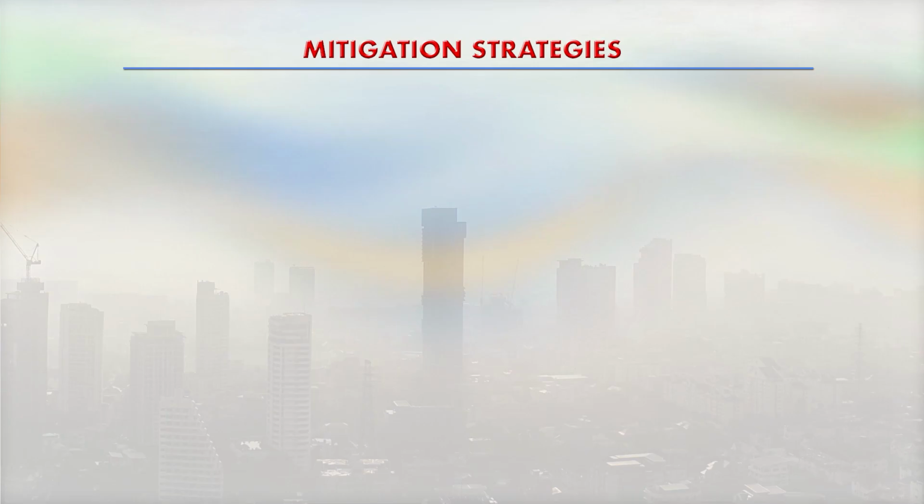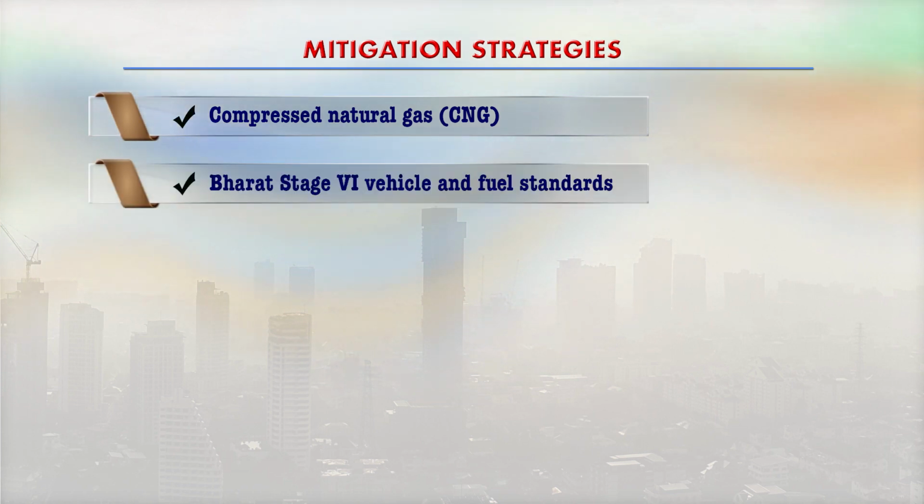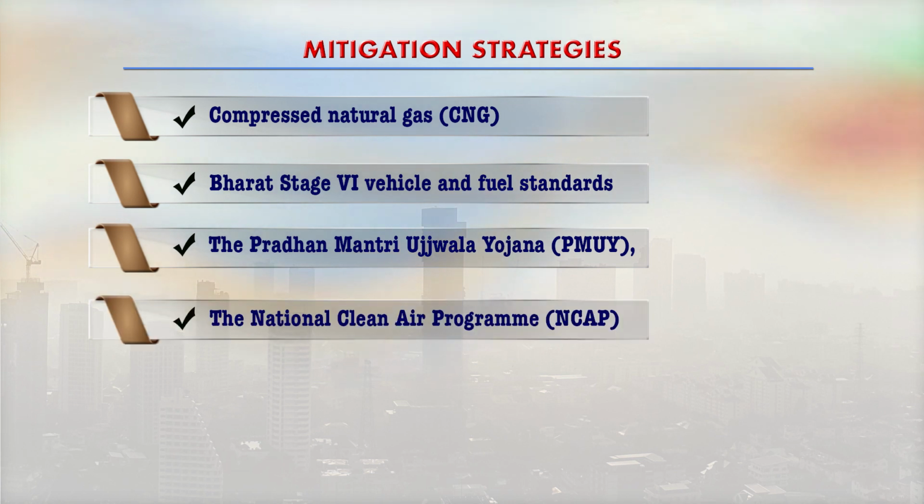So, are there any mitigation strategies? Especially in our country, the central and state governments have taken several steps to control air pollution and improve the ambient air quality. Various initiatives include the use of compressed natural gas, CNG, as an alternative fuel to mitigate vehicular emissions, odd-even measures sometimes implemented in Delhi, the introduction of Bharat Stage 6 vehicle and fuel standards, Pradhan Mantri Ujjwala Yojana and the National Clean Air Program. These are some examples of this endeavor.